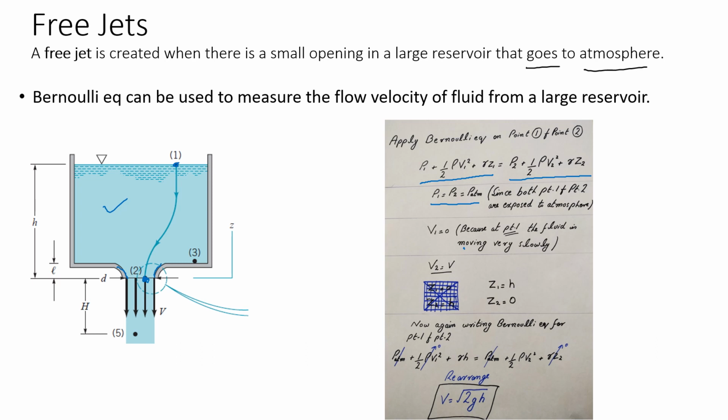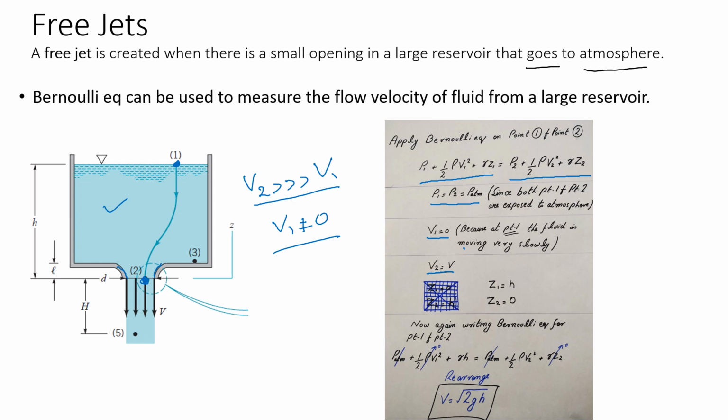The velocity at point 1 is 0 when we compare it to the velocity at point 2. Velocity at point 2 is very high compared to the velocity at point 1. So in this case the velocity at point 1 is considered to be 0 because it is very small compared to the velocity at point 2. We are going to say that the velocity at point 2 is equal to v.